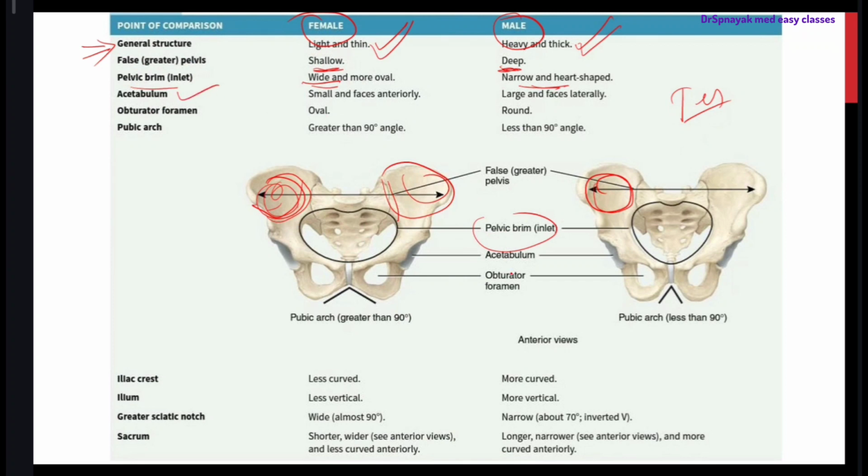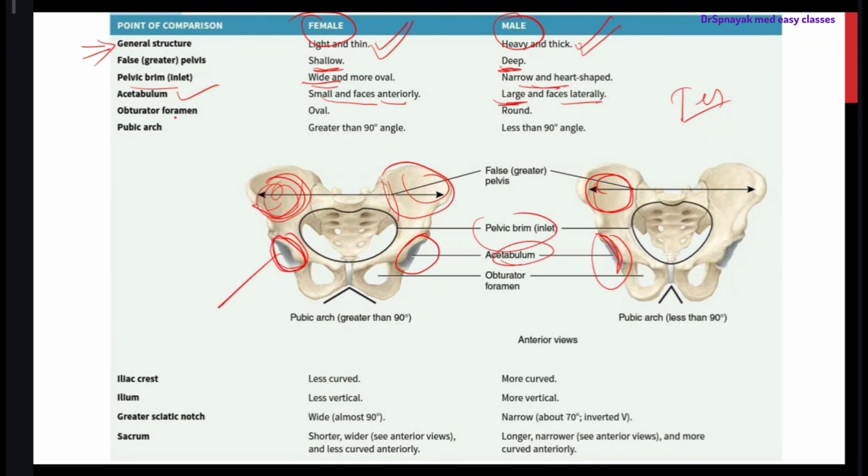And the acetabulum, you can see the acetabulum here. The acetabulum is a cavity which joins the head of the femur. The femur bone will come and join with this acetabulum. It is important: in females the acetabulum is small and faces anteriorly, whereas in males it is large and faces laterally. It is facing laterally and it is bigger.